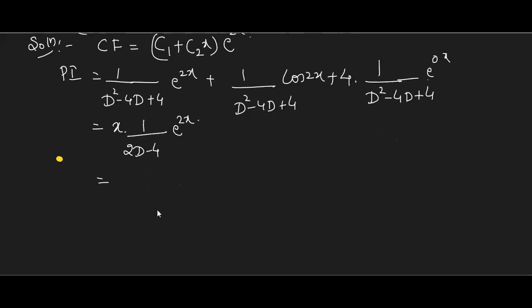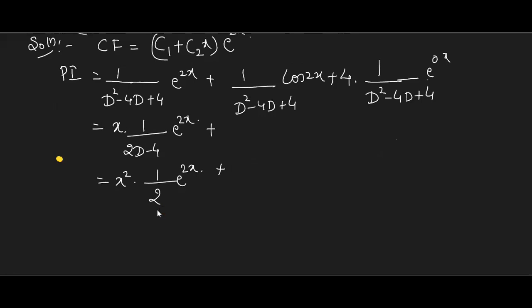So what does the procedure say? Multiply by x and differentiate. What is the differentiation of d square minus 4d plus 4? 2d minus 4. And then? 2. That's all. Now is it the same? Is the first term free from d? Yes, there is no d at all. No need to solve it further.